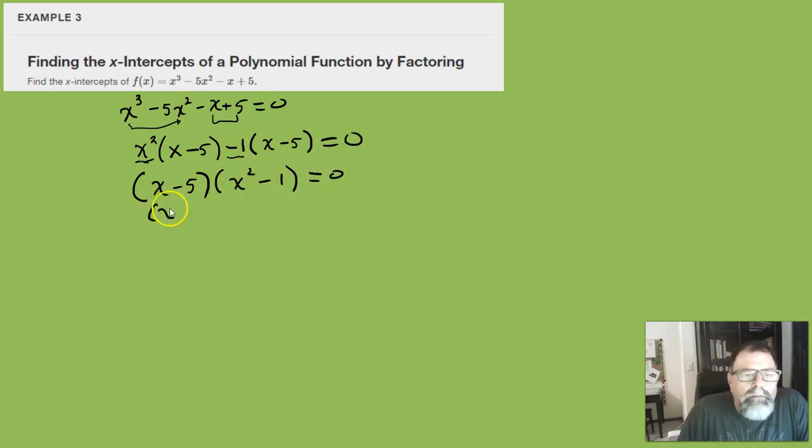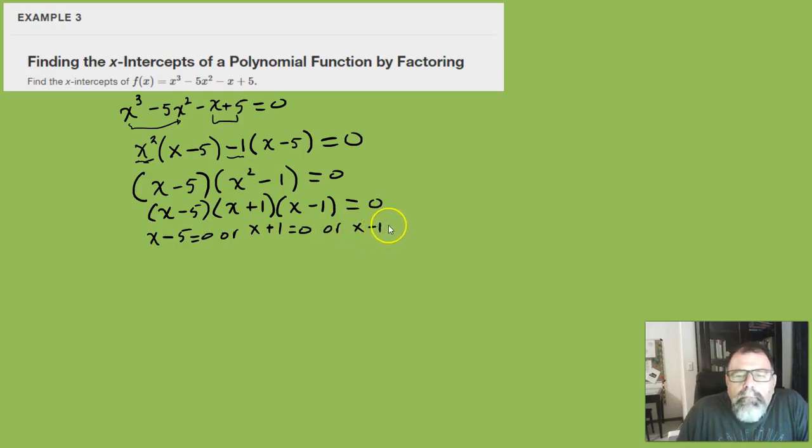Again, difference of squares, so hopefully you're starting to catch on to that one. So you square root both, so it'll be x and 1, because the square root of x squared is x, and the square root of 1 is 1. And you do a plus 1 and a minus 1. Set each of these equal to 0, and then solve each of these statements separately. So just add 5, then subtract 1, add 1.